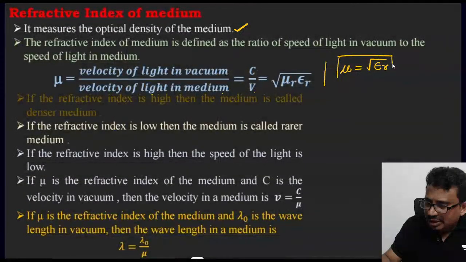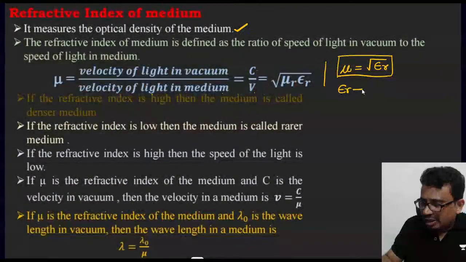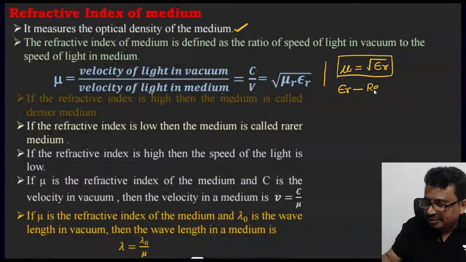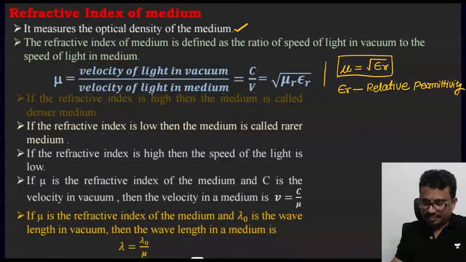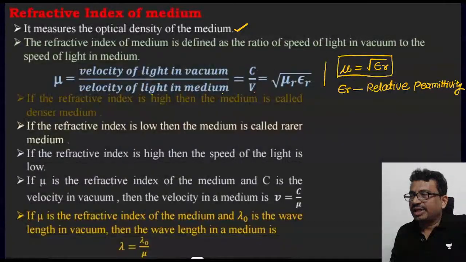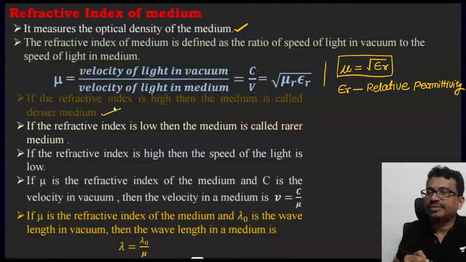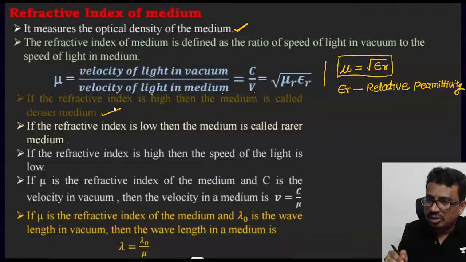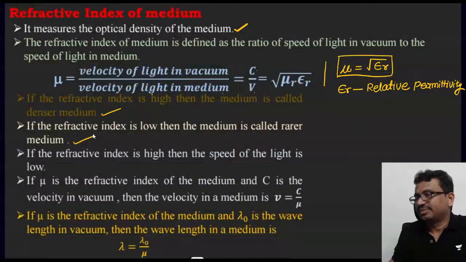Epsilon r is called the relative permittivity. If the refractive index is high, then we can call that medium a denser medium. If the refractive index is low, then that is a rarer medium.